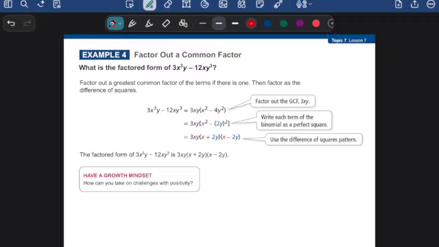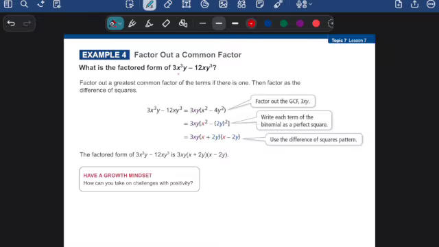Example 4, factoring out a common factor. So just like we did with trinomials, sometimes we first have to factor out a greatest common factor, and then we can see the special case. We saw that with the cylinders. We saw that with the speakers. We had a perfect square trinomial once we factored out the 3.